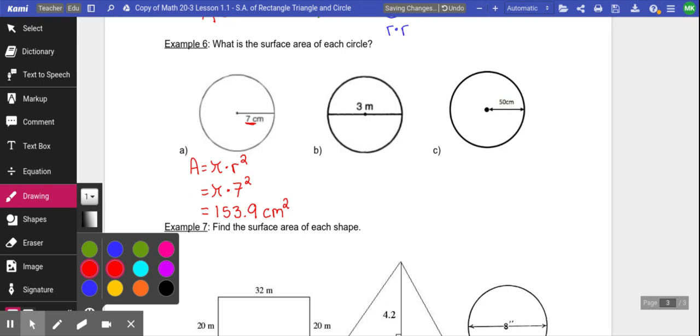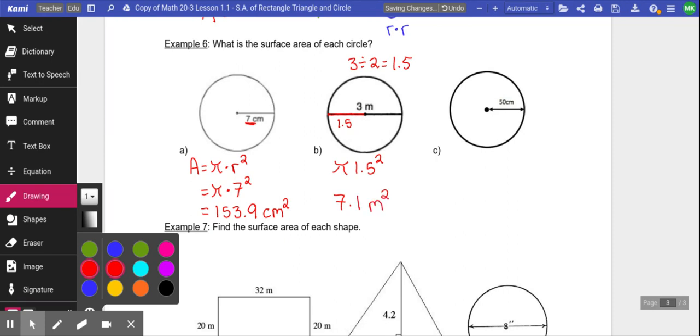If you look at B, they didn't give you the radius, they gave you the diameter. That's the full thing. So what you need to figure out is what half of it is. It's 1.5. 3 divided by 2 is 1.5. Cut it in half, and that'll give you your radius. We can then calculate it. So pi r squared, 1.5 squared. 1.5 times 1.5 is 2.25. And then times pi is 7.06.